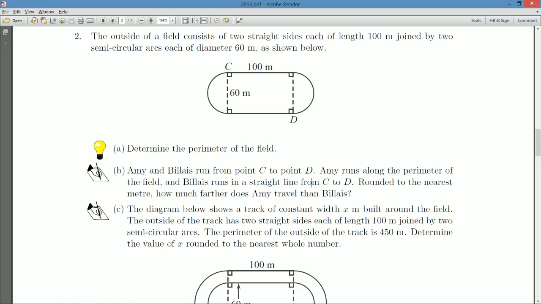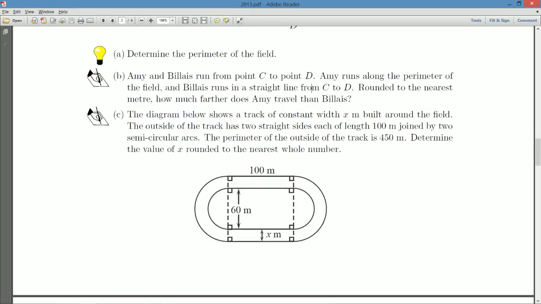Straight line C to D. She runs around the perimeter C to D. How much farther to the nearest meter? Okay. So C part, the last part of this question.